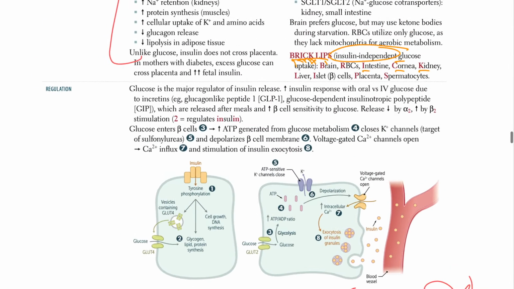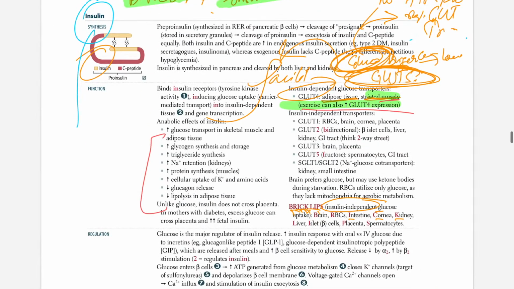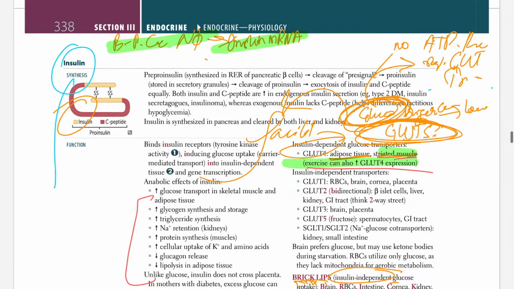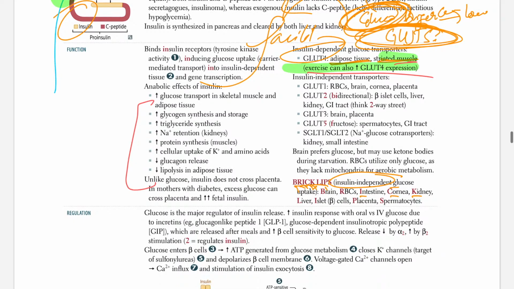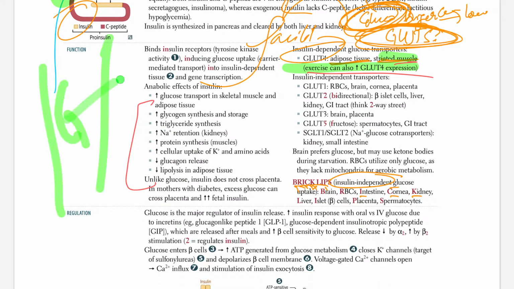So let's just quickly review this and move on to the next part. We did review insulin synthesis, pretty good. Functions: just remember, it tries to put glucose out of the blood into these tissues. Only two things are decreased: glucagon for sure, because it's a counter-regulatory hormone, and lipolysis. Okay.